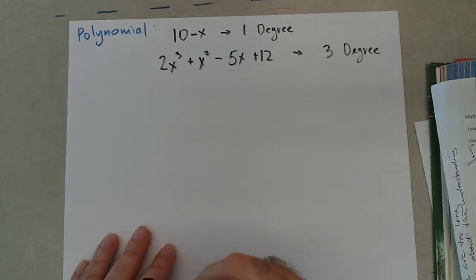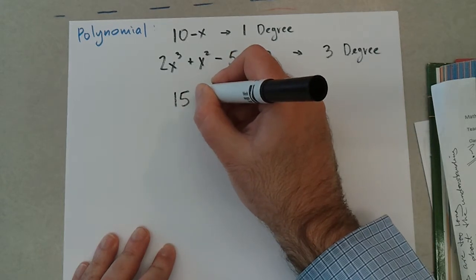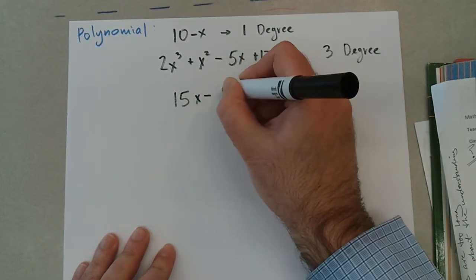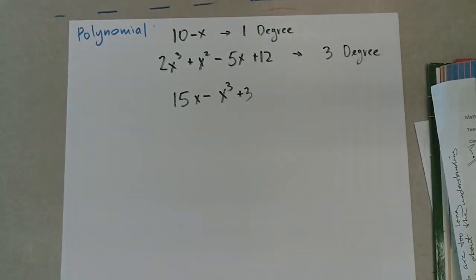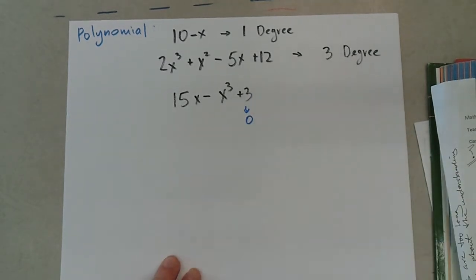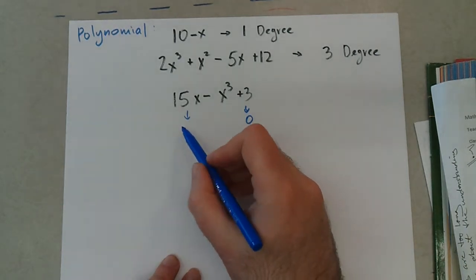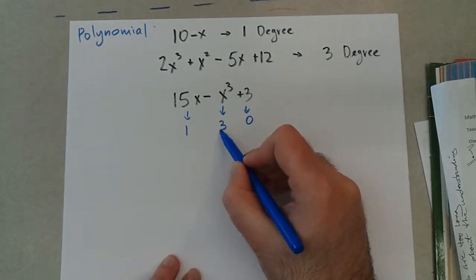Let me show you another example. If I wrote this down right here, 15x minus x to the third plus 3. And if I asked you to rank this in order and then tell me what degree this is, well, this is 0 degree, it's a constant. This is first degree because the 15 doesn't contribute anything, it contributes a 0, and the x is the first, so that's a first power, or first degree monomial. This is a third degree monomial.